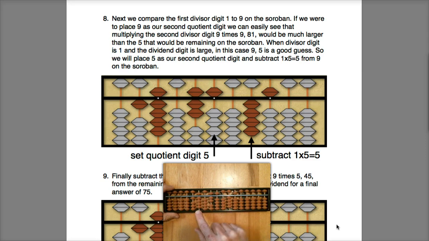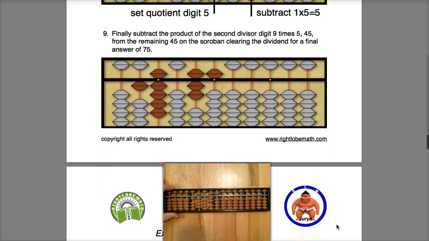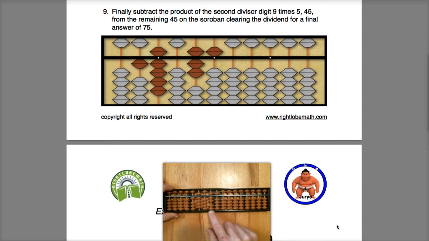Now I'll take the second divisor digit 9 and multiply 9 times 5, which is 45, and that clears my dividend so that I have a final answer of 75. So there you saw a pretty interesting problem where we had to go through some quotient adjustments in order to solve the problem.